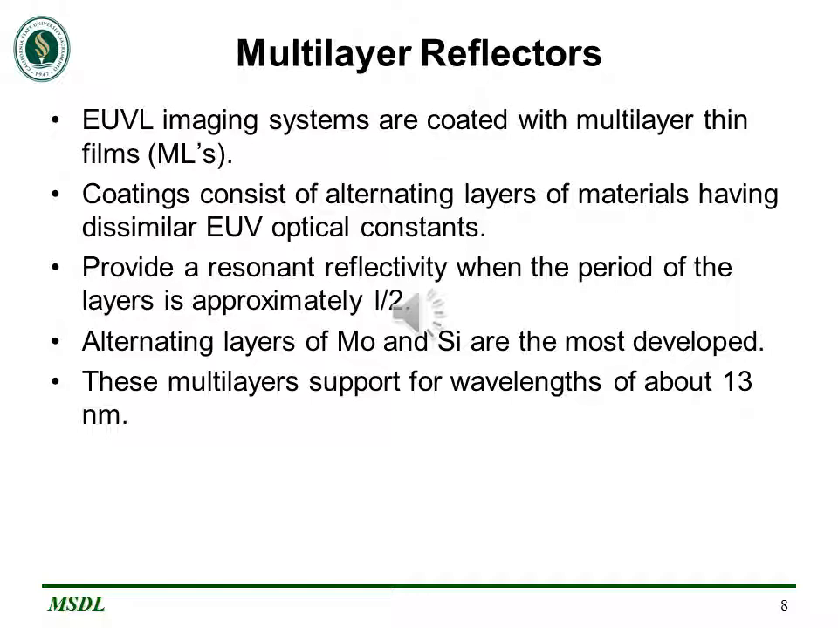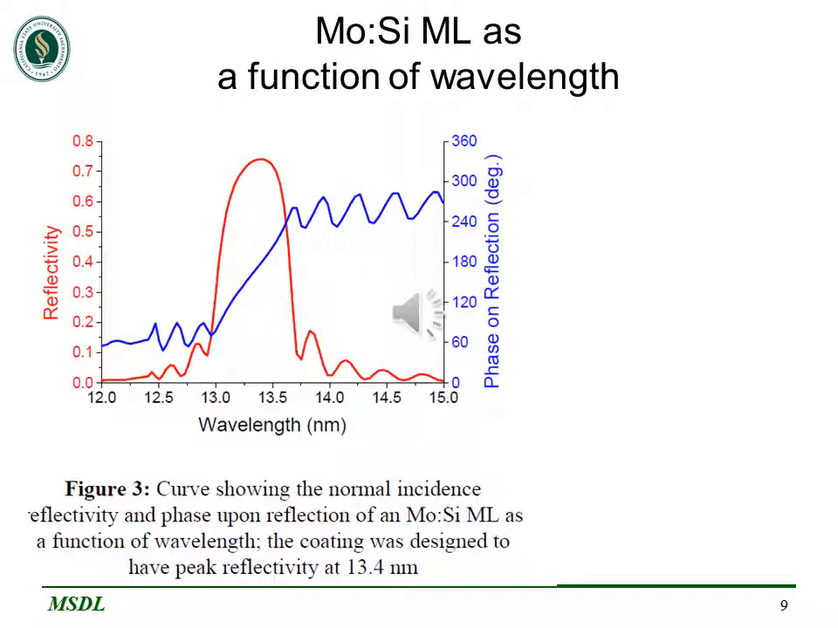Molybdenum and silicon are the most developed alternating layers in the multilayer reflector technology. These multilayers support wavelengths up to 13 nanometers. This graph shows the molybdenum silicon reflector's reflectivity versus the wavelength, and it also shows the phase on reflection. As you can see, at 13.4 nanometers, the reflectivity goes to the peak of 0.7. The coating was designed to have a peak reflectivity at 13.4 nanometers.